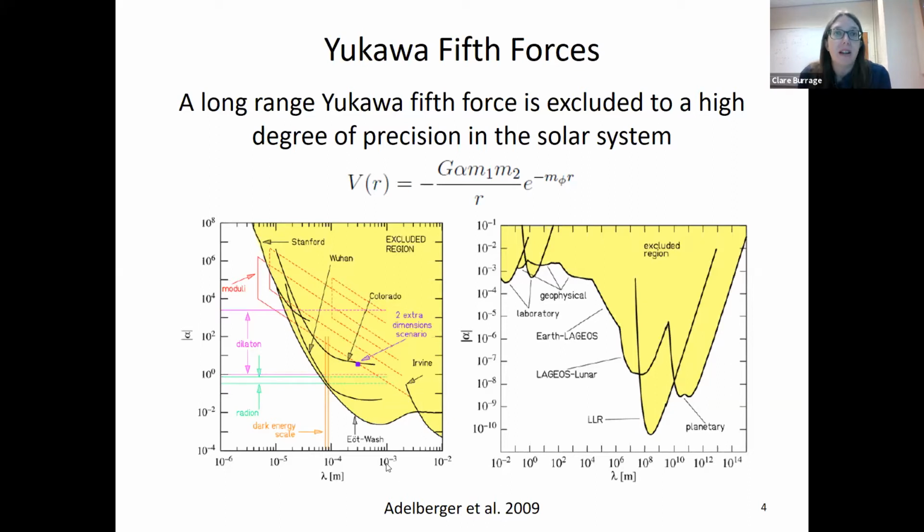But even at the millimeter and below scale, we're constraining alpha to be smaller than 1, maybe 2 orders of magnitude here, smaller than 1. And on solar system scales, we're constraining it extremely well.